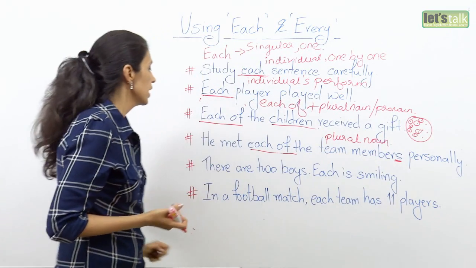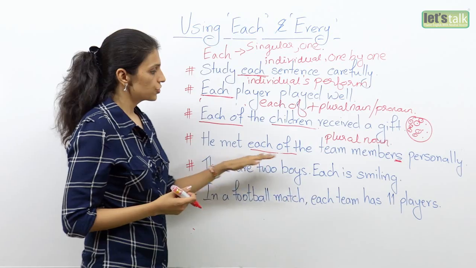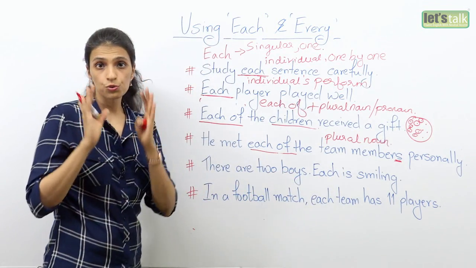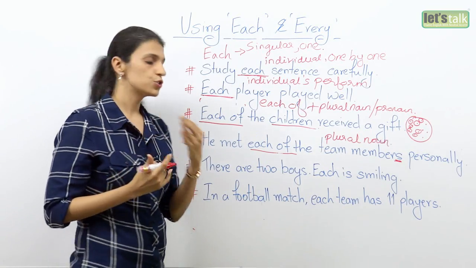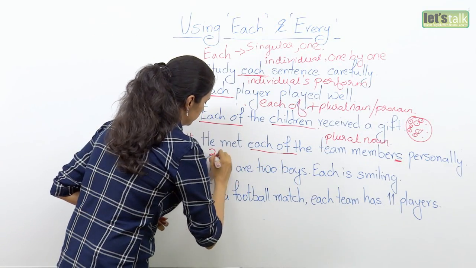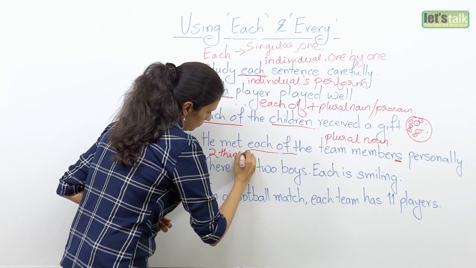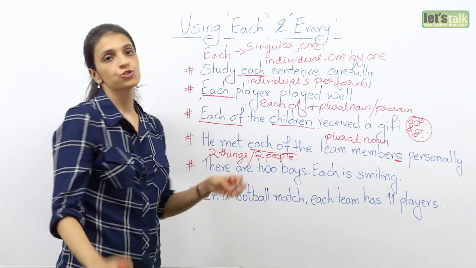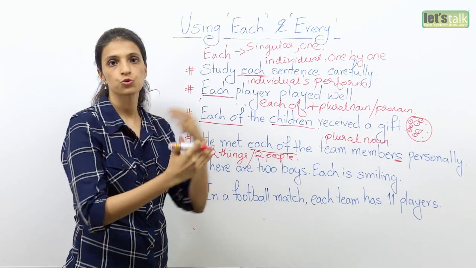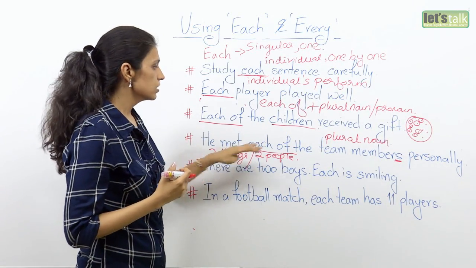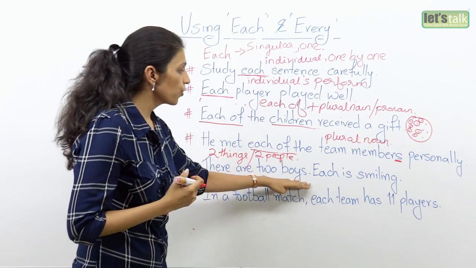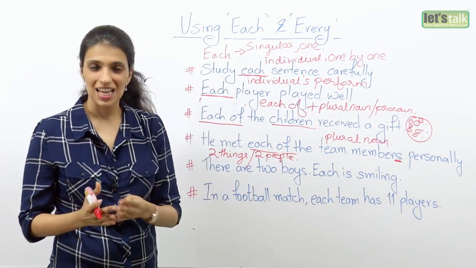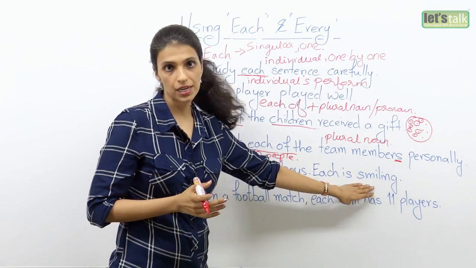Okay. Now in my next example, there are two boys. Each is smiling. Now you use each to talk about two things or two people, but that restricts you only to two, okay, not to three and more than three. So two things or two people. So there are two boys, each is smiling. So what I mean to tell you is each of them is smiling.